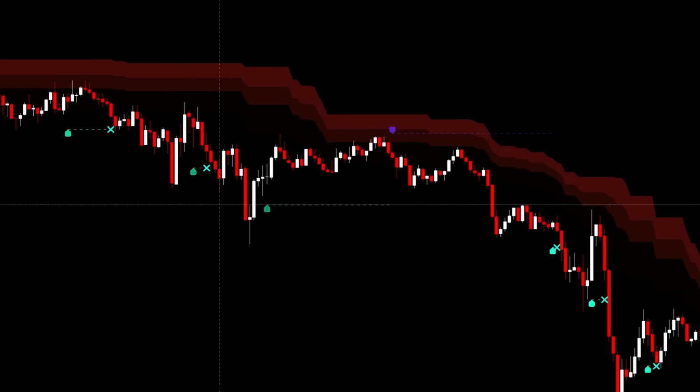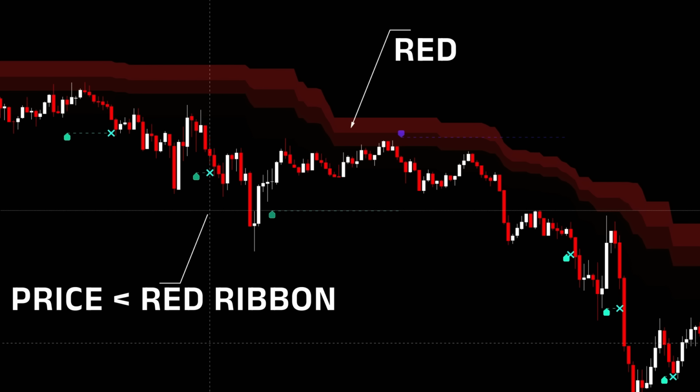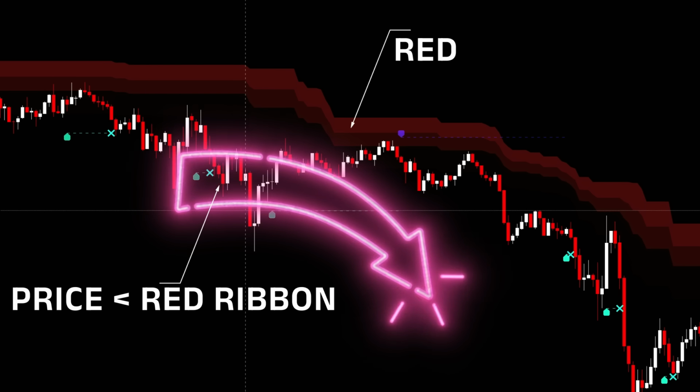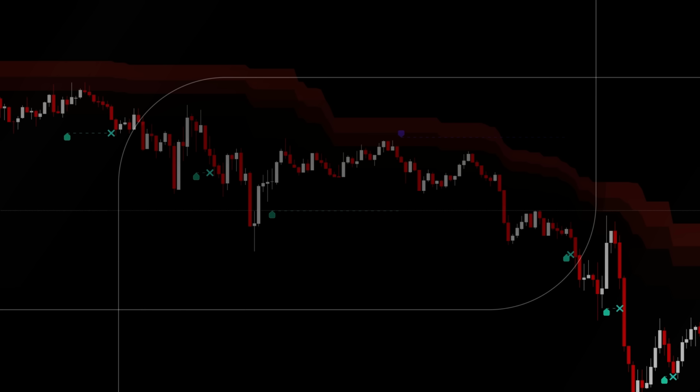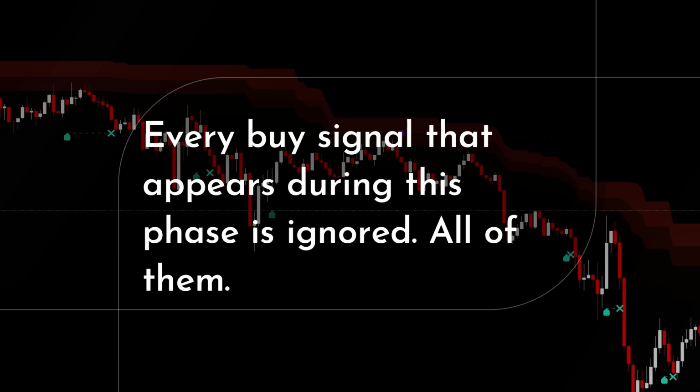Look back at the chart. When the ribbon is red, price is below it, the trend is clearly down. That means something very specific. Every buy signal that appears during this phase is ignored. All of them. It doesn't matter how clean it looks or how strong it feels. Counter trend signals work against the strongest pressure in the market, and over time they quietly drain accounts.